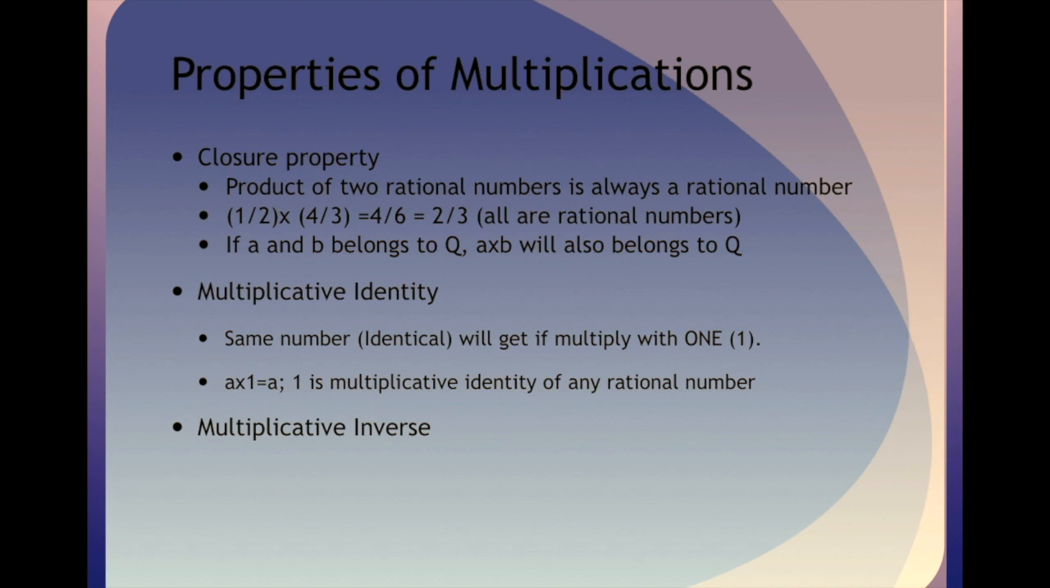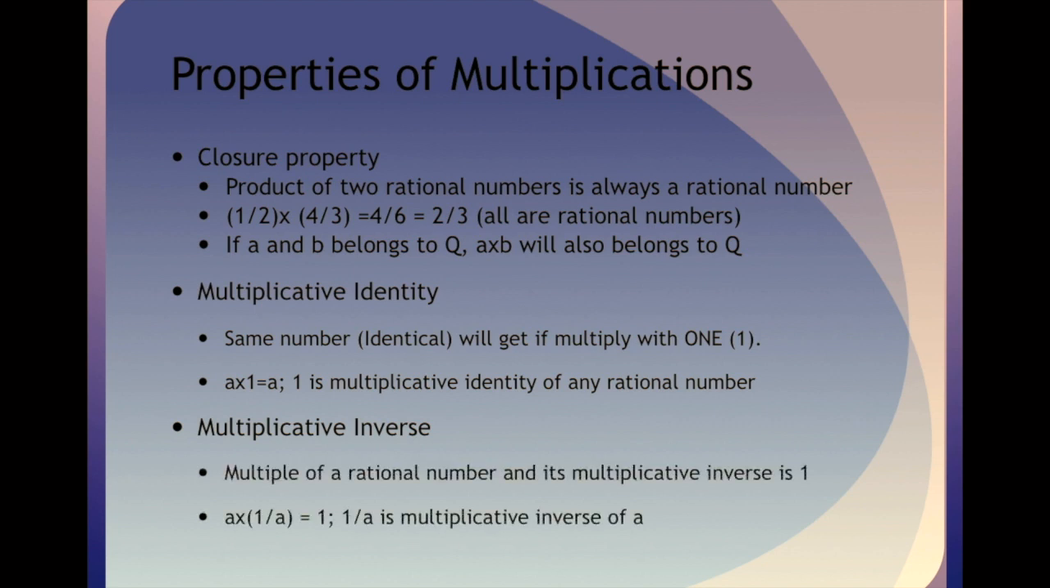Because we are getting the same number in the answer, it is called multiplicative identity, and 1 is that multiplicative identity. Multiplicative inverse means if we multiply a number with the inverse of that particular number, then the answer is 1. So 1 by a is the multiplicative inverse of a, or we can say a is the multiplicative inverse of 1 by a. When we multiply both of them, the answer will always be 1.